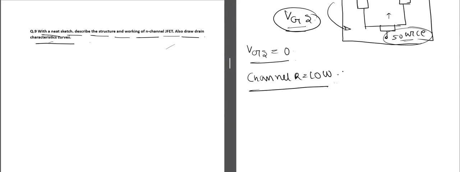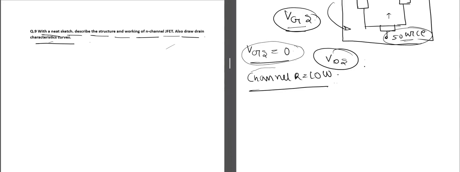So when a small drain to source voltage, which is represented by V of ds, is applied between the drain and source, it will cause the current to flow from the source terminal to drain terminal, because the electrons are entering through the source terminal and leaving through the drain terminal. As the channel resistance is very low when the gate to source voltage bias is 0, the current will flow through the channel.